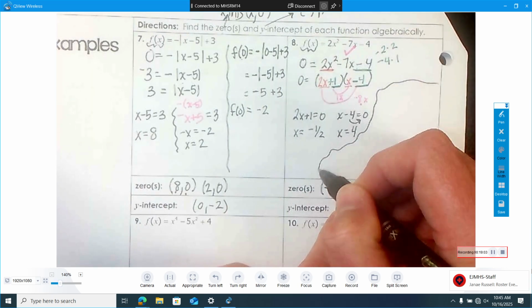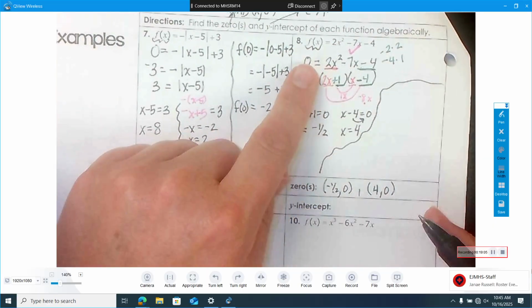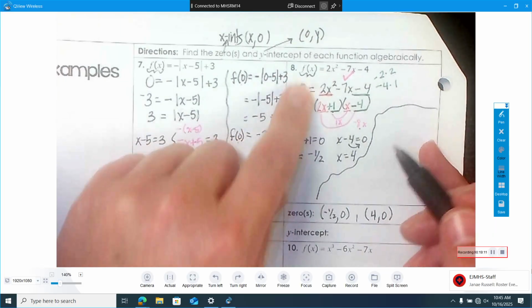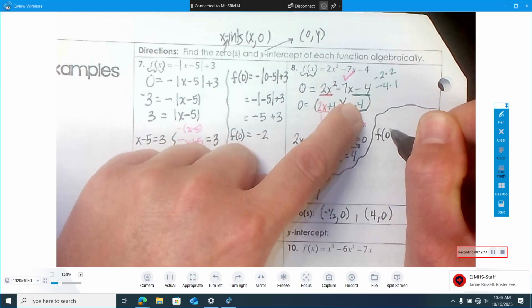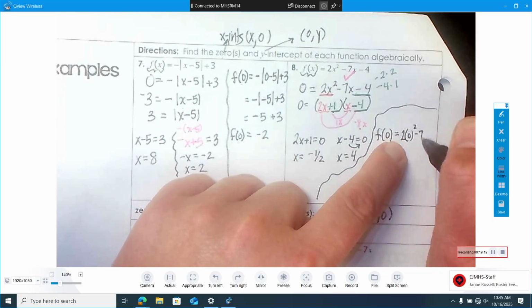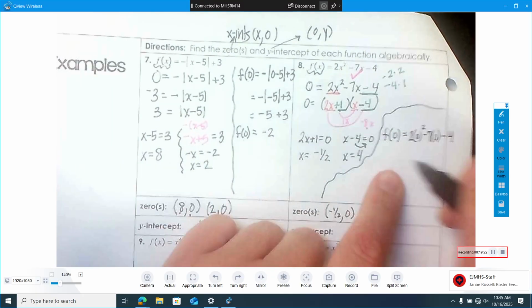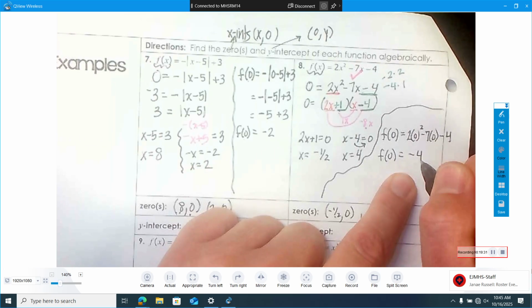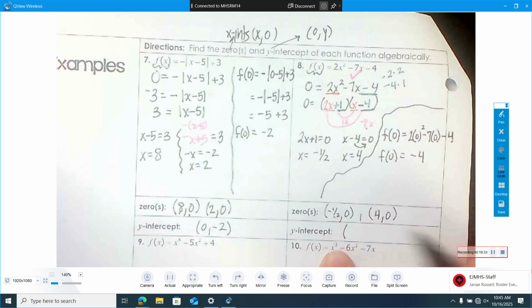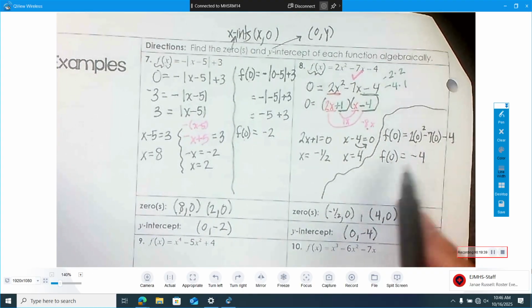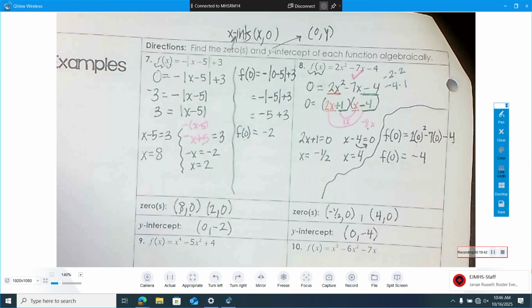Now to find the y-intercept. The y-intercept happens when we plug in a 0 for x. So we're going to replace our x's with a 0. So that becomes f of 0 equals 2 times 0 squared minus 7 times 0 minus 4. Is this easy? Yeah. Totally easy. What happens with all those times by zeros? They go away and we're left with negative 4. So we have the ordered pair, 0 for the x, negative 4 for the y. 0, negative 4. Okay?